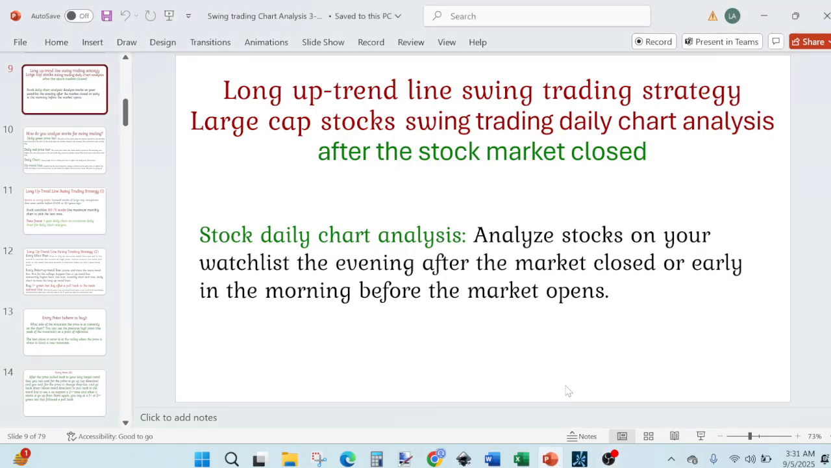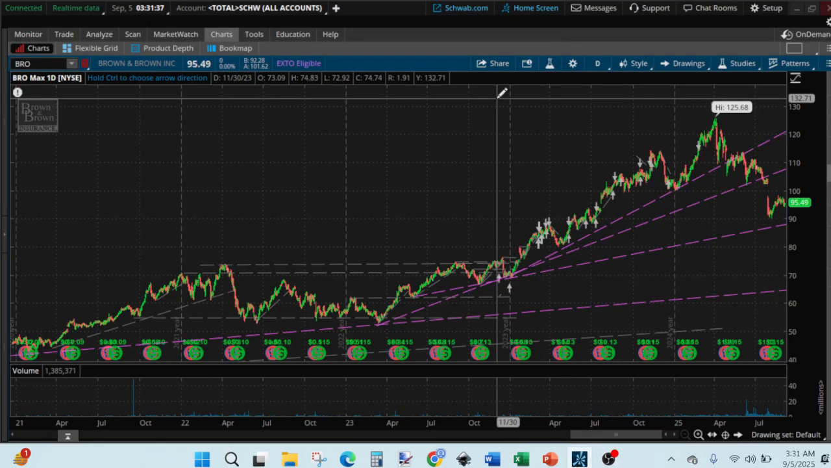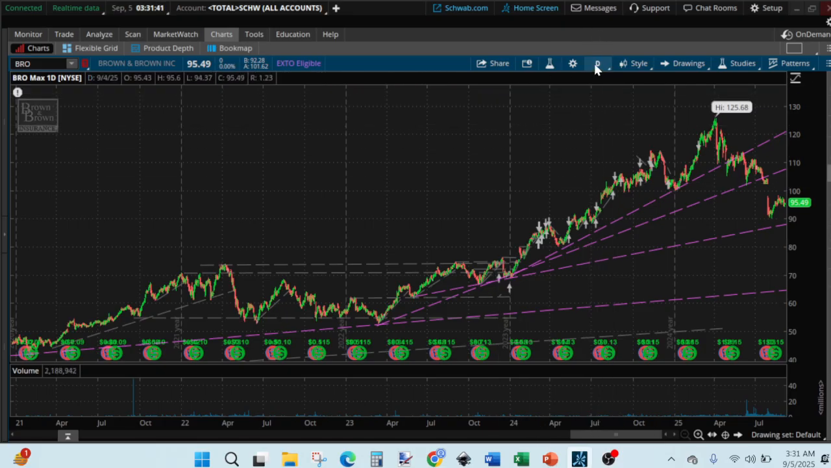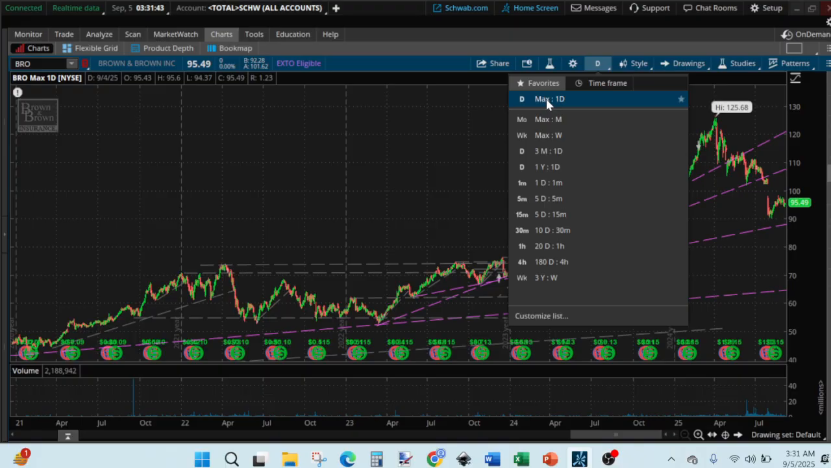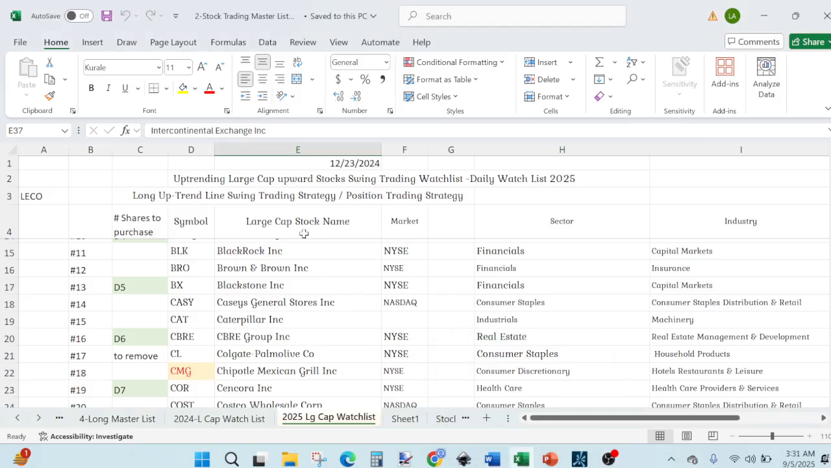Hello, how do I do my daily chart analysis of large cap stocks for swing trading purposes? We have the Thinkorswim platform open, and we have the maximum daily chart open, and we are going to analyze charts of a few stocks together. So the first one we are going to analyze is BX.